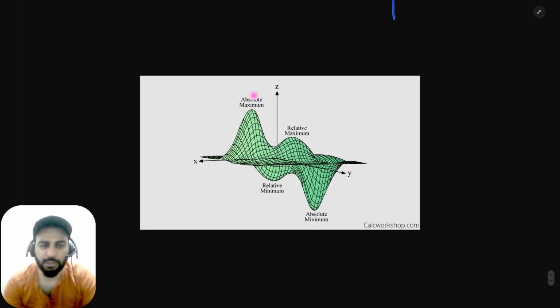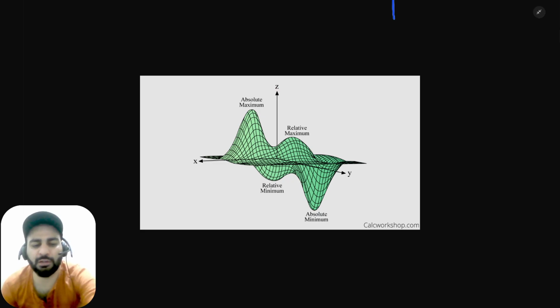So if you see this function, this is, for example, a three-dimensional function. We have an x, we have y over here, we have z over here. First, let's see the 2D functions. Let me first show the 2D functions.